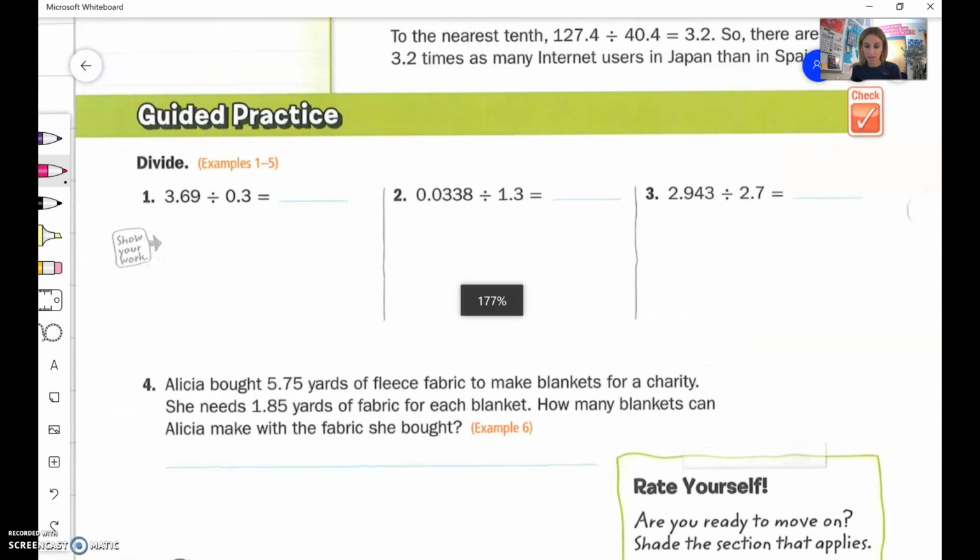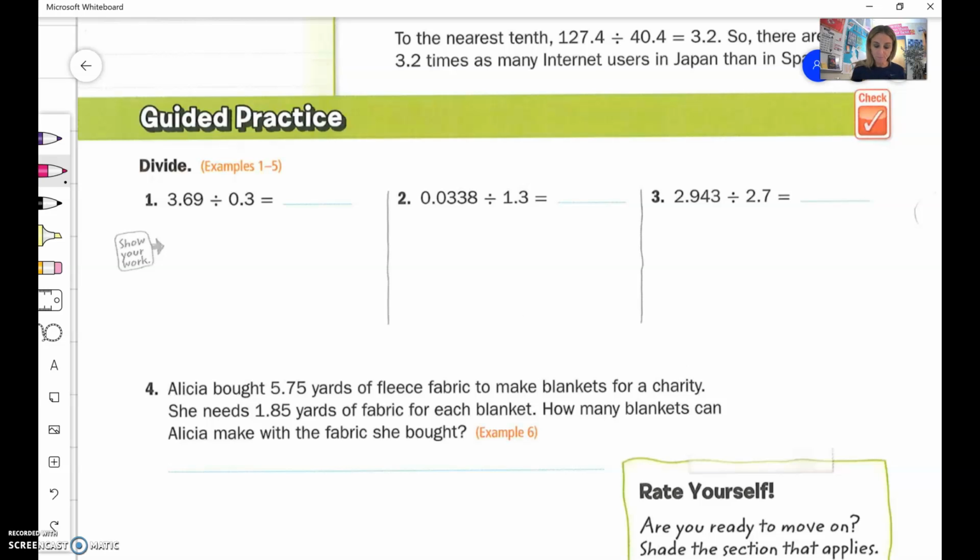Okay, so taking a look at the guided practice on 242. Again, remember that this is my divisor, and this one is my dividend. So the first thing we need to do is take that divisor and make it a whole number. So I'm going to move it over 1, so I now have 3 as my divisor. Whatever I do to my divisor, I have to do to my dividend. I multiplied my divisor by 10, therefore I'm going to multiply my dividend by 10, which in easy, quick terms, move the decimal over 1 space, 1 place value. So I have 36 and 9/10.